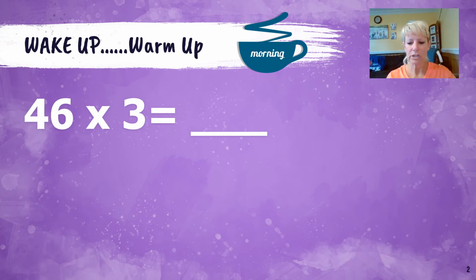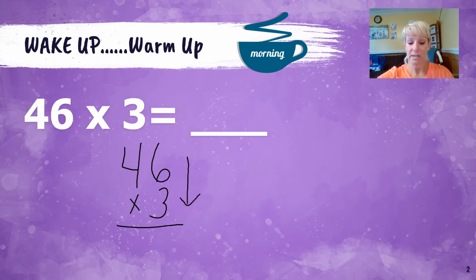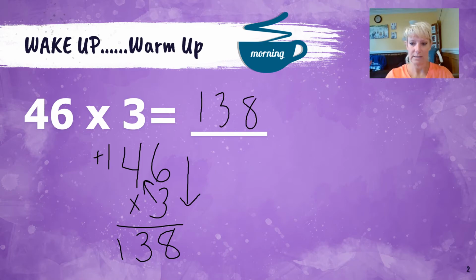I want you to take a look at this, 46 times 3. Pause the video, come on back and I'll walk you through it. All right, so you should have put it straight down like this, because that's what we do. We say 6 times 3 is 18, we carry the 1. 4 times 3 is 12, and then we add 1, so you should have had 138. Hope you got that.